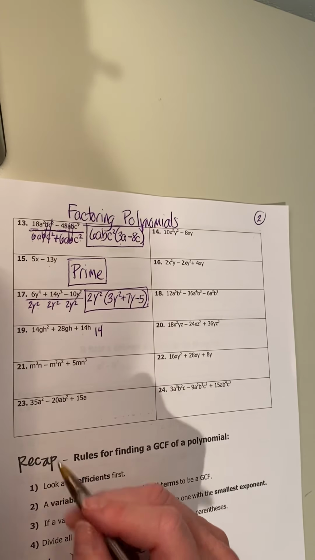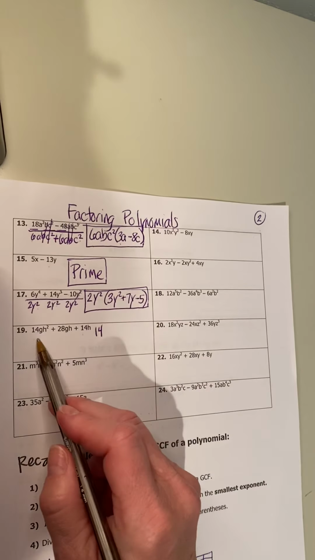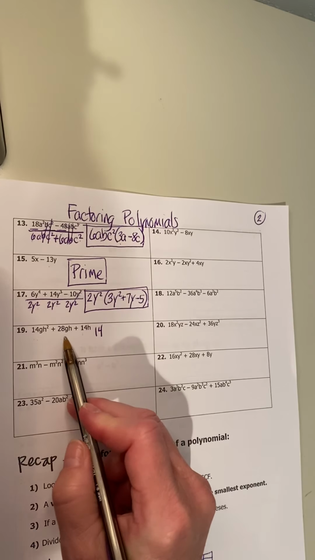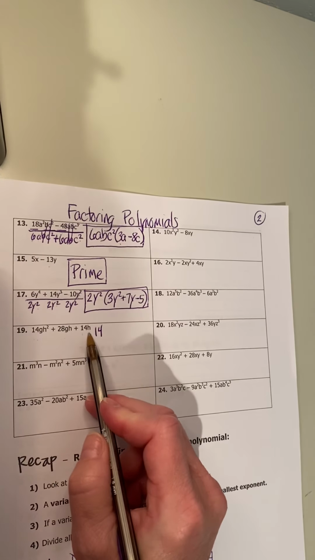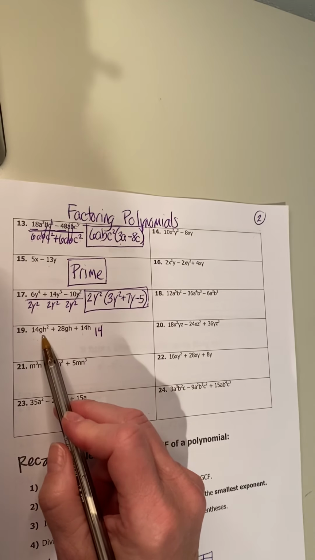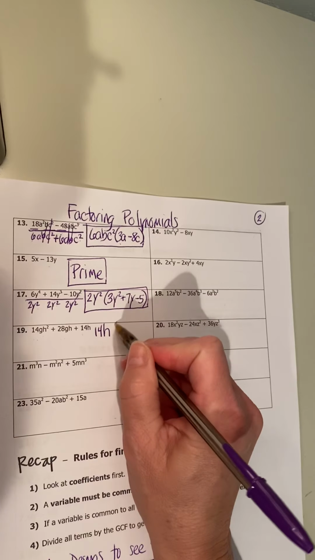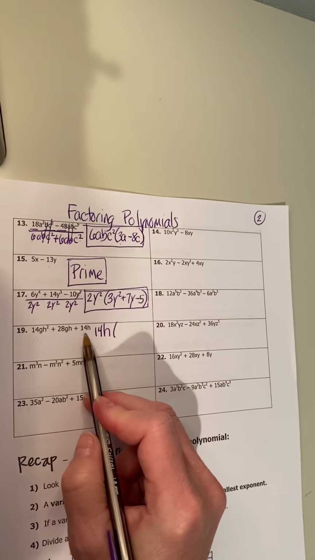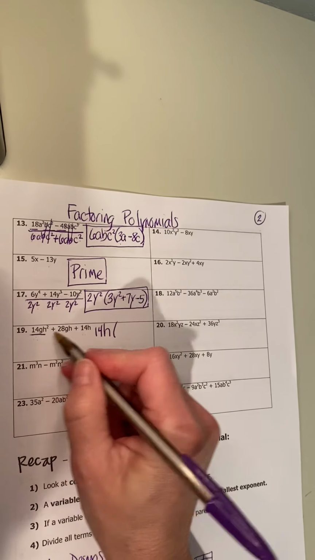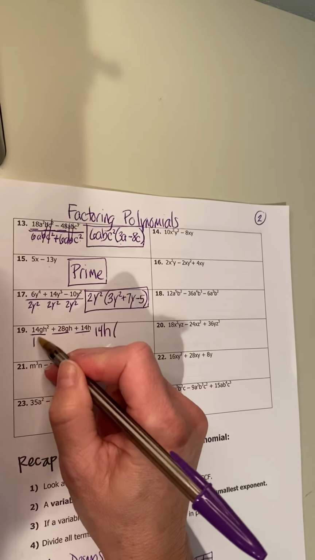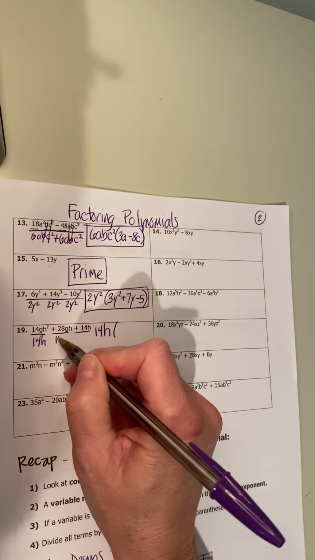coefficients. Now, for the variables, I see g to the first, and since there is no g on that third term, we cannot factor out a g. But we can factor out an h to the first. So 14h is our greatest common factor between these three terms. And now I divide each one of these by 14h.